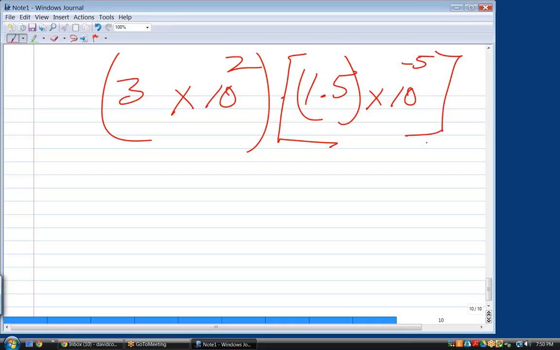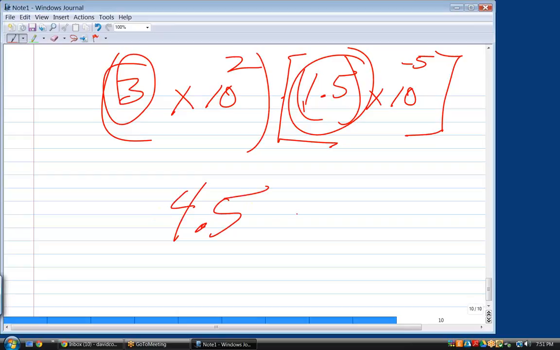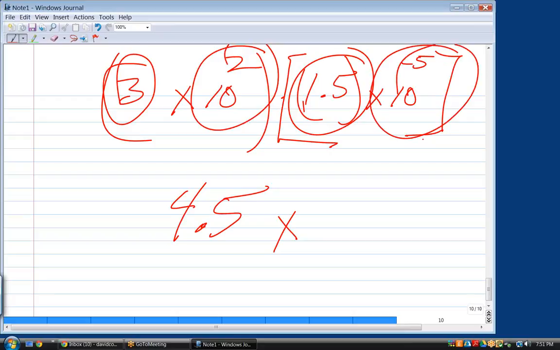Again, you want to take each piece separately. We want to multiply the 3 times the 1.5. What does that give us? 3 times 1.5, that'd be 4.5? Uh-huh. And then we want to multiply the 10 to the second times the 10 to the minus fifth. What does that give us? Would you add the exponents? So what is 2 plus a minus 5? Minus 3? There's your answer.